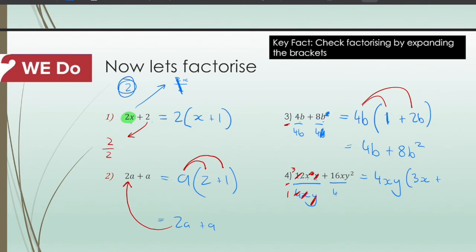Now if we divide this one by 4xy, 4 goes into 16 4 times. The x cancels out, and the y squared cancels out with the y, so we're left with 4y on top. And again, if we check by expanding, 4 times 3 is 12, x times x is x squared, y. 4 times 4 is 16, x times, no other x on that, y times y is y squared. And that's what we started with, so we're happy there.